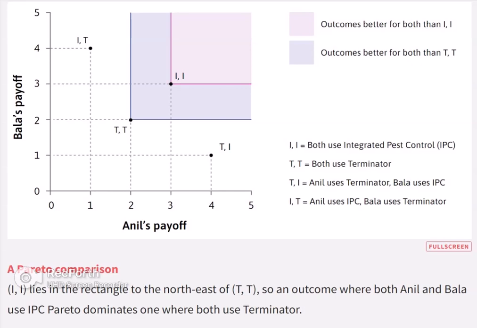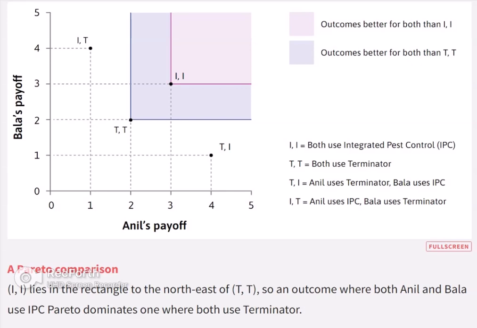Basically, if an allocation is not Pareto dominated, like the Terminator IPC examples demonstrated by points IT and TI, then it is Pareto efficient, because although it's not better off for both parties, it's better off for at least one of the parties. So if we have a look at point TI, the payoff to Anil is 4, whereas the payoff to Bala is 1. So that's objectively better off for Anil, but it's not better off for Bala.